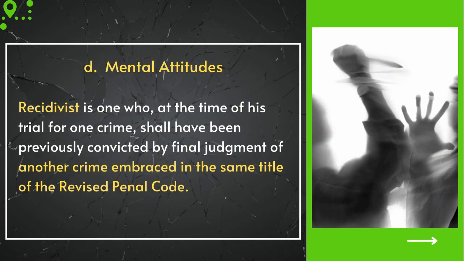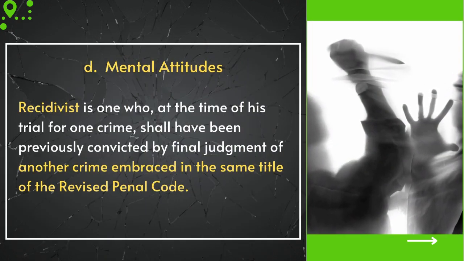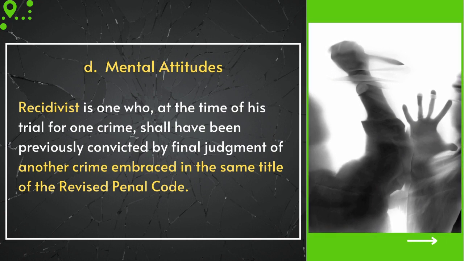2. Recidivist is one who, at the time of his trial for one crime, shall have been previously convicted by final judgment of another crime embraced in the same title of the Revised Penal Code. Some of the definitions related to crimes and criminals are also defined in this video.